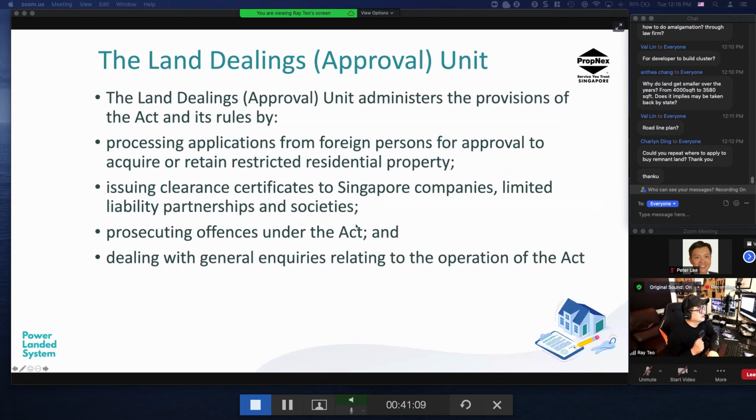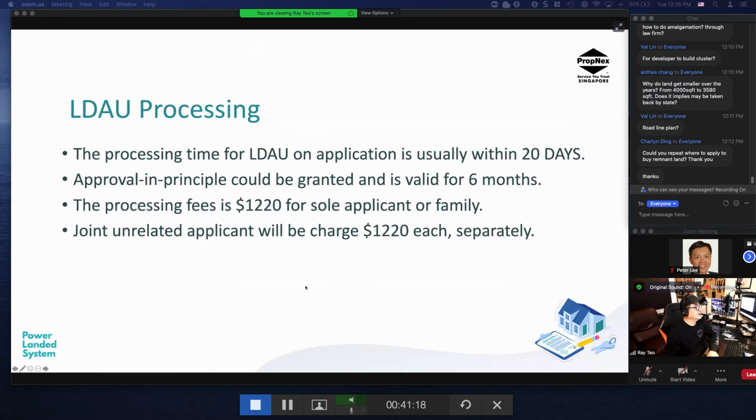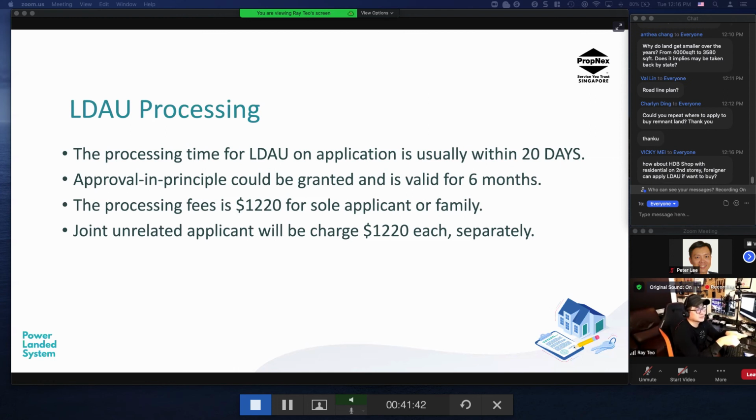So the Land Dealings Approval Unit, what are they in charge of? Issuing certificates, prosecuting offenses. The processing fee per application is $1,220. Let's say you are joint unrelated applicants, you'll be charged separately. Let's say brother and sister, brother and sister is 2 applications. Husband and wife is 1 application.